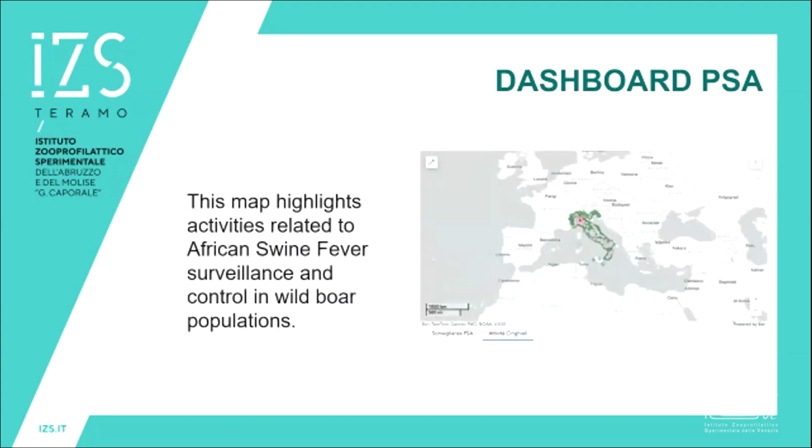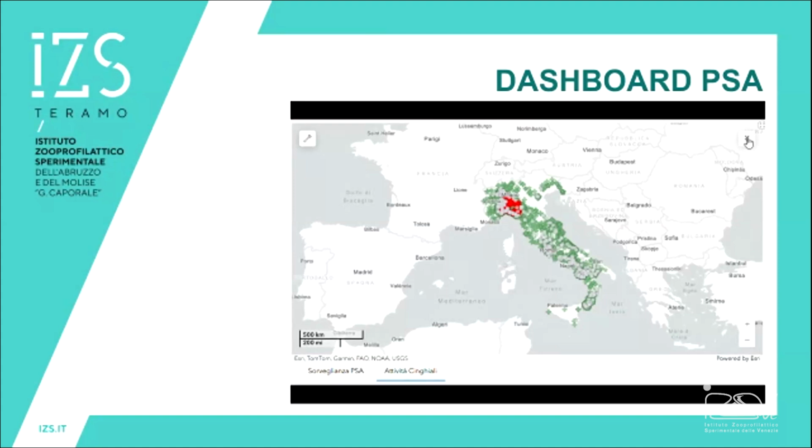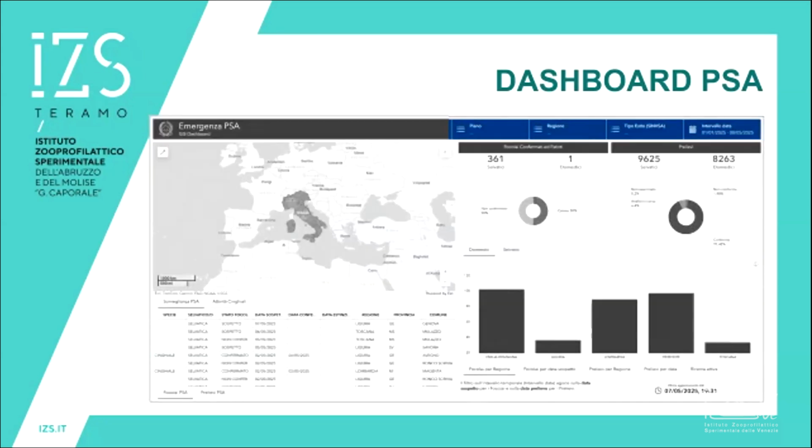Okay, so the other map available is related to the control and surveillance in the wild bird population, in detail. There are different symbols based on the different activities and, of course, the results of each sample analysis. There are filters related to the plan of domestic and wildlife to select the region, the sample results, and the time of interest based on the sample date.